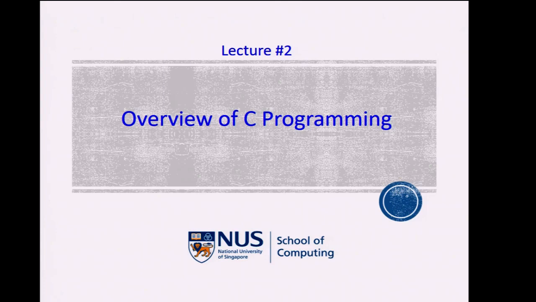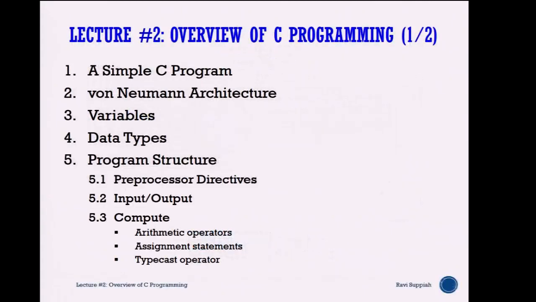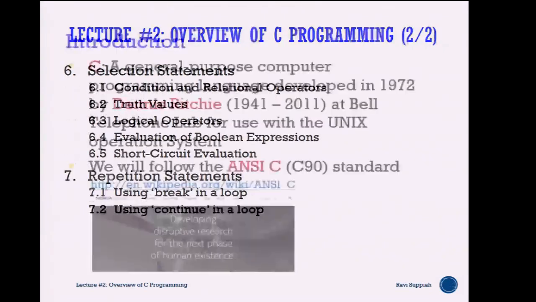So lecture 2 is an overview of C programming. This lecture and tomorrow's lecture as well are all going to be on C programming. If you have done CS1010 in C and you already know all this, then just take it as a revision. We are going to be looking at what a C program is, how it translates into some form of hardware, what the variables and data types are, and so on. Some very basic stuff in terms of C programming.